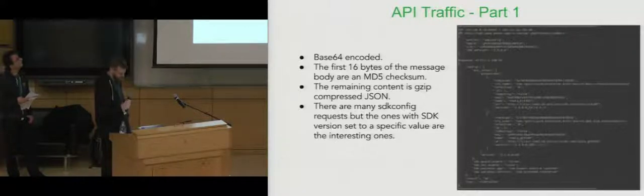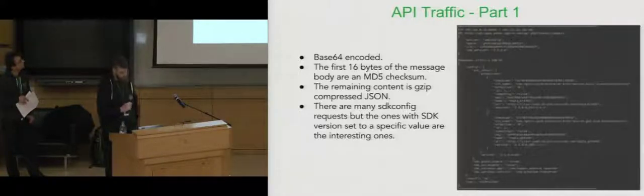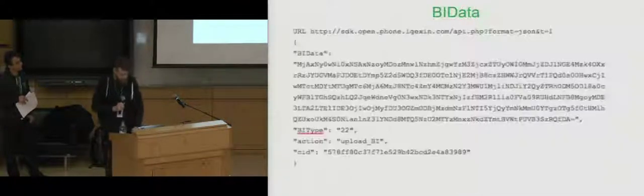So fortunately, the API traffic is mostly pretty easy to deal with. Traffic's base64 encoded. And then when it's decoded, the first 16 bytes are an MD5 checksum for the message body. And then the message body is just gzip compressed JSON. So it's fairly straightforward to write a PCAP parser to process those. And there's the plain text on the slide there.